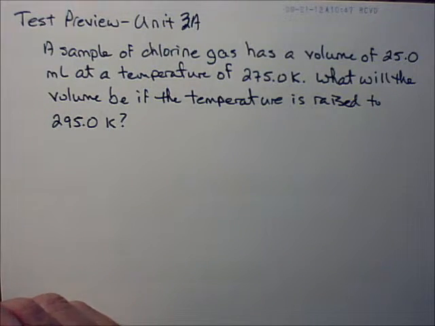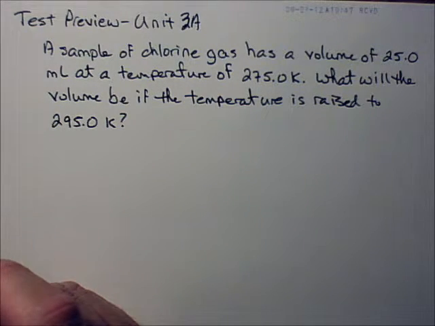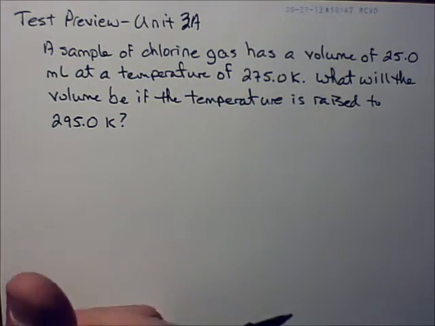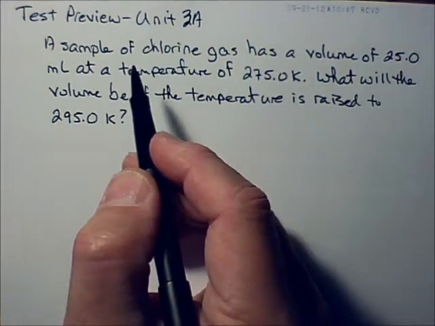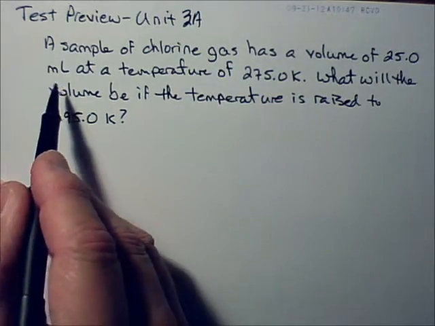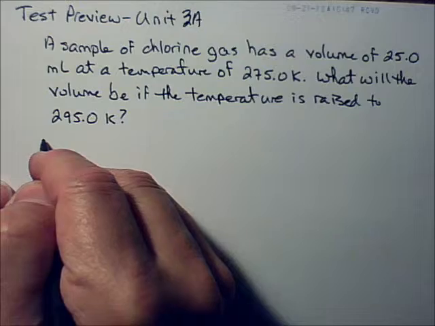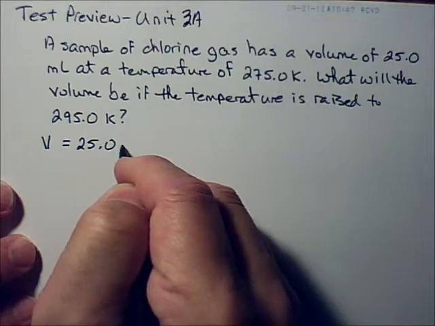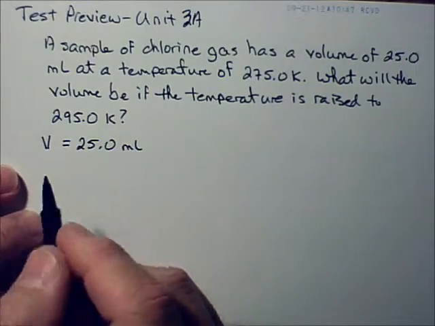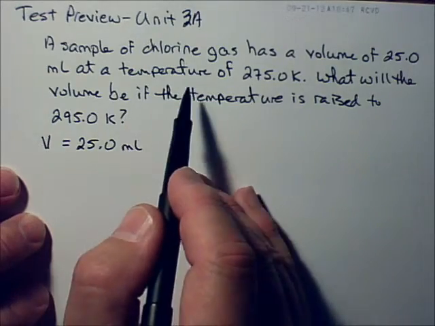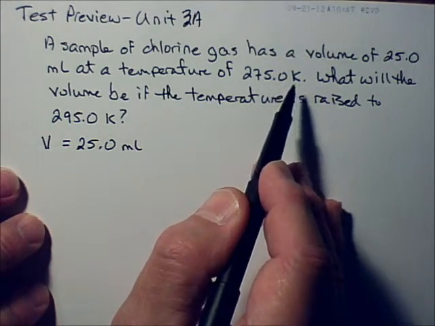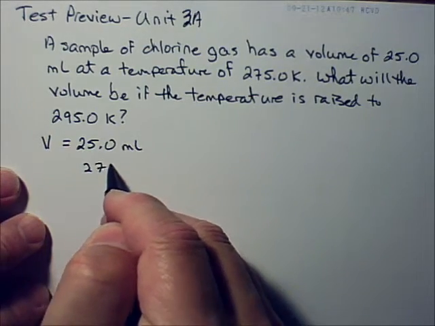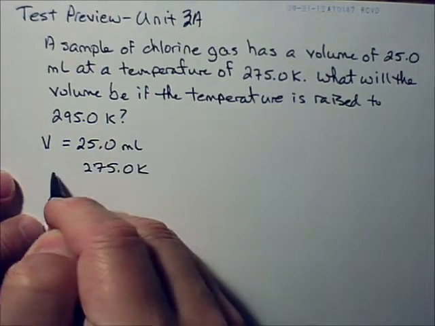All right, so the first step we always use when we're doing gas law problems is to make a list of values that we know and the value we're looking for. In this problem, we have 25.0 milliliters of chlorine gas. Milliliters measures volume. The temperature is 275.0 K.